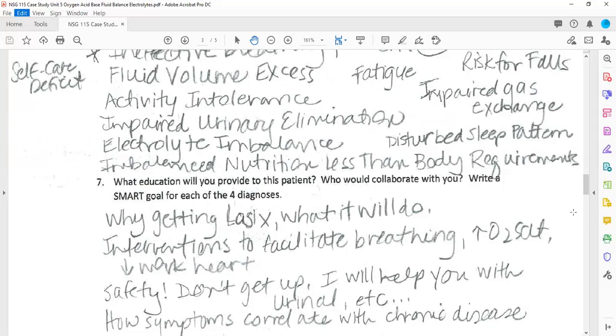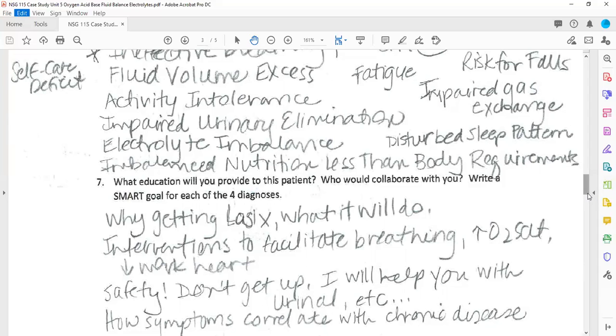So we want to talk to him about why he's going to be getting Lasix and what it hopefully will do for him. It's going to increase urination, right? It's going to pull off some of the fluid. That's going to cause less edema. That's going to decrease the work of his heart and help him to breathe better. We're going to talk about interventions to facilitate breathing, increasing his O2 sat. So why are we doing the things we're doing? And the hope of the results of that.